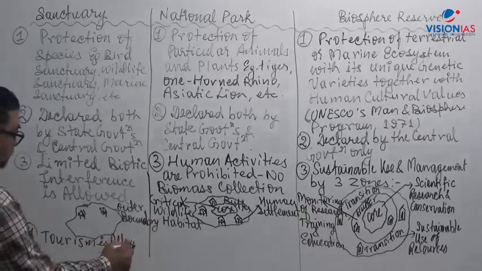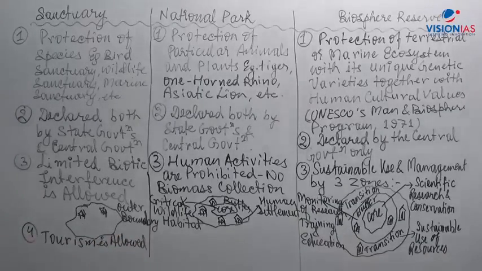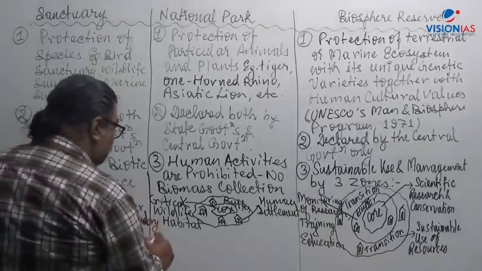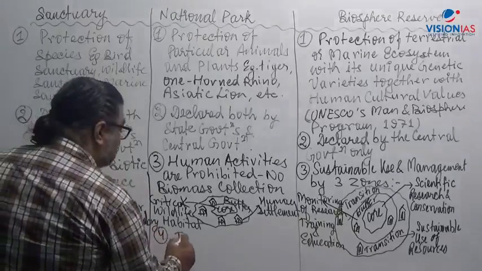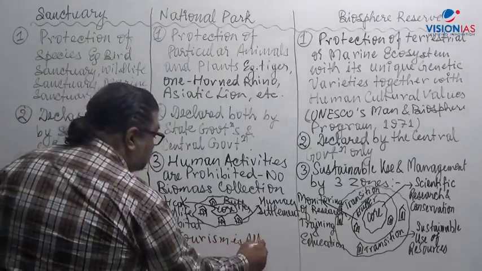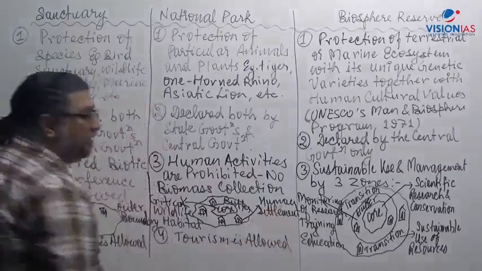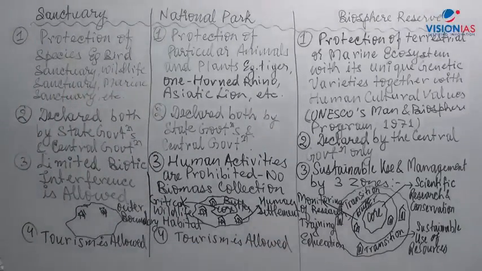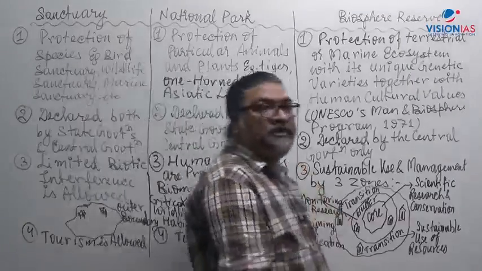In sanctuary, tourism is allowed, right? Now in national park again tourism is allowed, but it is controlled by the government. Government controls the tourism, safari and all this. Tourism is allowed. Now what about the biosphere reserve?